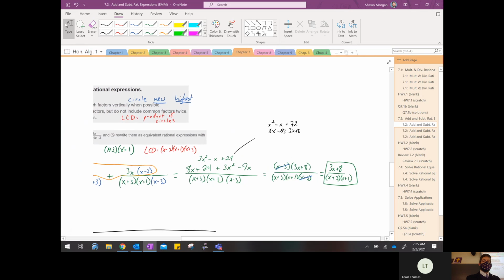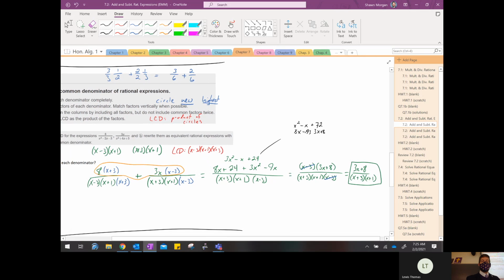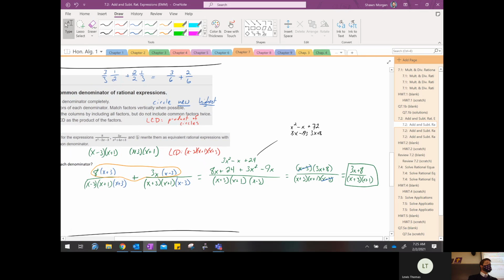There we go. So think about everything that we did. I can't even barely fit it in the screen. Think of everything that we did right there. We found the LCD first. We changed each fraction such that it would have the same denominator. Then we went across the top. Then we simplified and or factored and simplified it out there. Go ahead with your question, Jack.